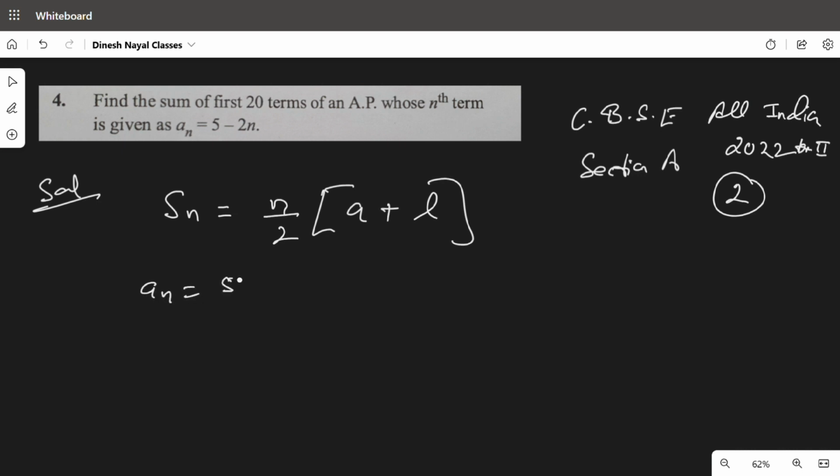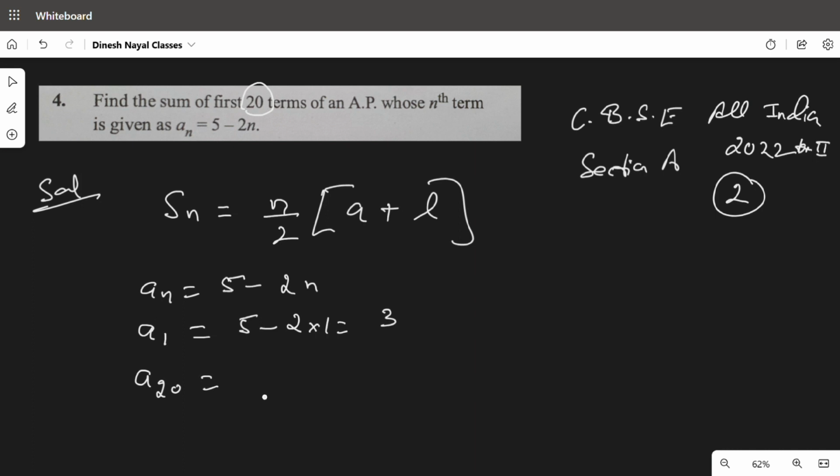We know the formula for the nth term, so what we can do is find the first term and the last term. The last term will be the 20th term. First of all, we find A1, which will be the first term. Just substituting n equals 1, you will get the first term, which is 5 minus 2 times 1. 5 minus 2 is 3. So our first term is 3.